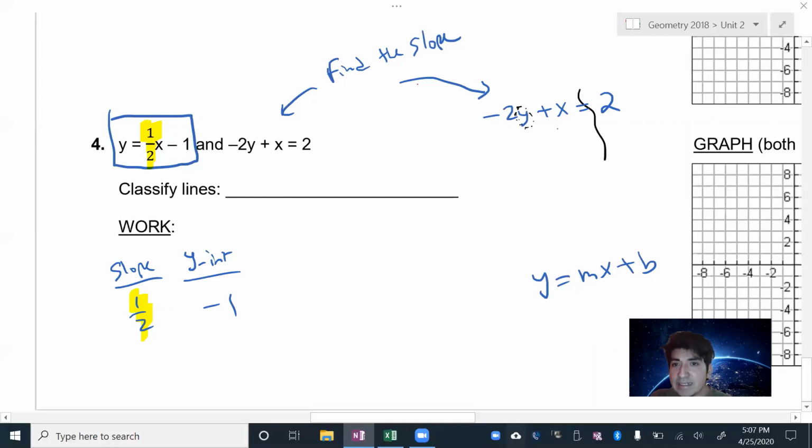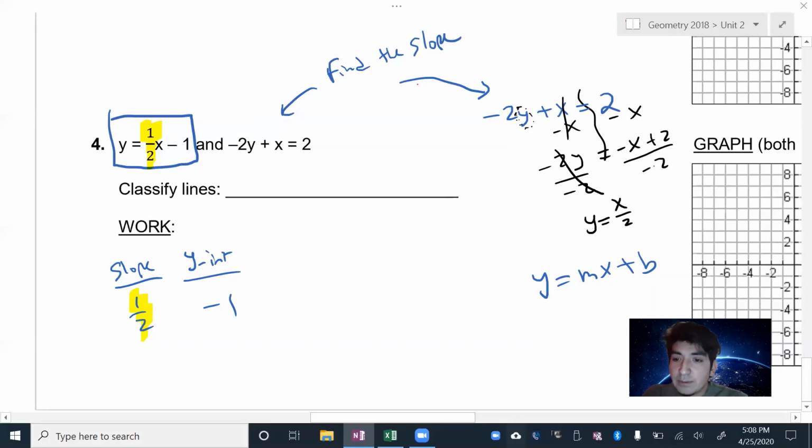I'm going to subtract x on both sides, which results in -2y equal to -x plus 2, because this 2 is positive. I'm going to divide by -2 on both sides. So this cancels out, and my y is equal to negative divided by negative turns to a positive. You have your x divided by 2. Positive 2 divided by -2 becomes a -1.